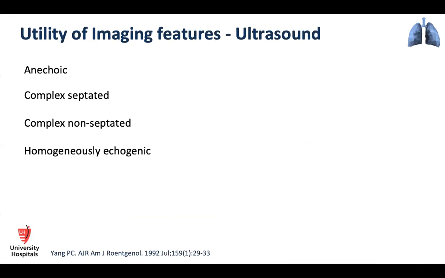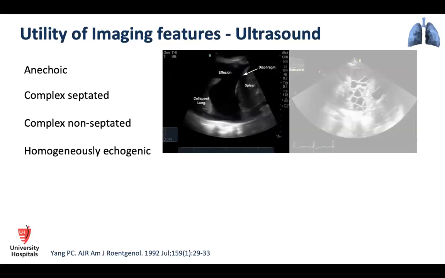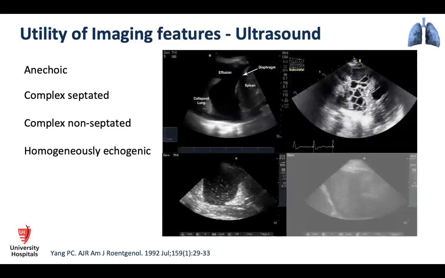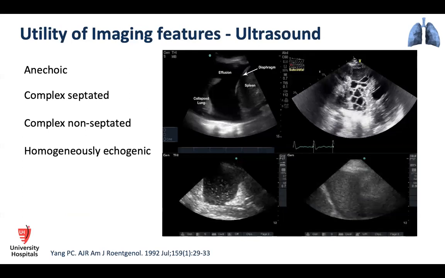Few comments on the ultrasound images that, again, you'll encounter during your consult service week. We're going to divide these into 4 separate entities. One is anechoic, and you assess the echogenicity with comparison to the spleen or the liver, depending on which side you're ultrasounding. So as you can see in the first figure, you can see the dark effusion, which is much darker compared to the spleen, which is completely anechoic.